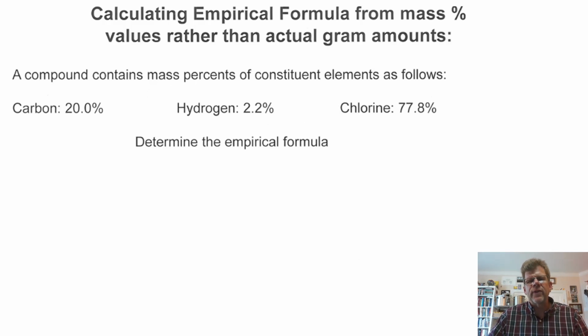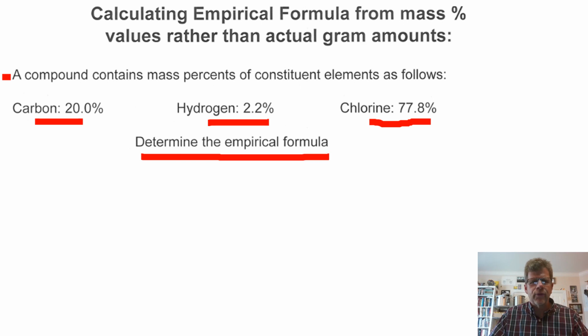So there are a couple things at play in this next example. Sometimes empirical formula problems will represent what is usually the gram masses of the constituent elements not as gram masses, but actually as mass percents, which we saw in the last section. So let's look at this example right here. A compound contains mass percents of the constituent elements as follows: carbon 20%, hydrogen 2.2%, chlorine 77.8%.